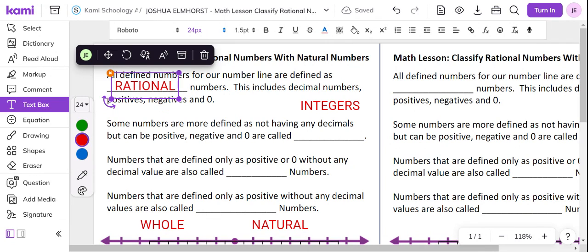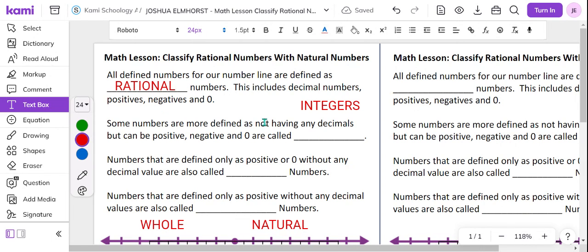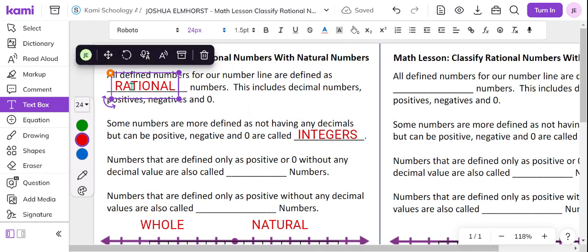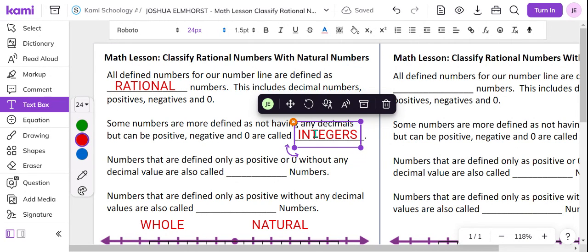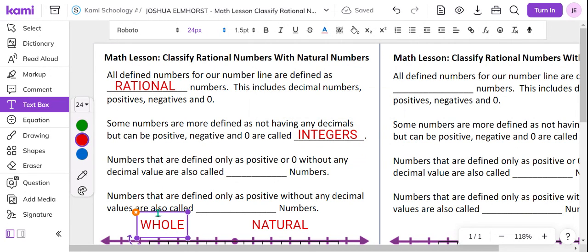Now, some of the numbers, if we add further definition to them, if they don't have any decimals, but they're a positive, negative, or zero, no decimal numbers, we will call them rational and integers. Now, some of the numbers that are defined as only positive or zero, so there's further definition, rational integers. Out of all those numbers, if it's only positive or zero, we can also label those numbers whole numbers.